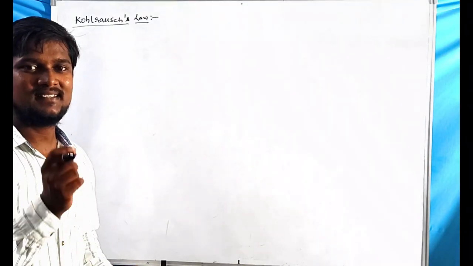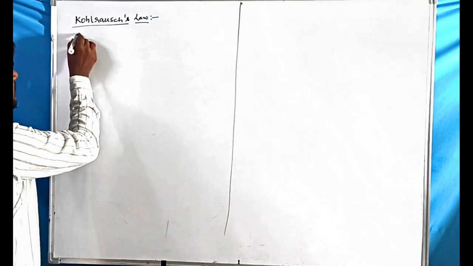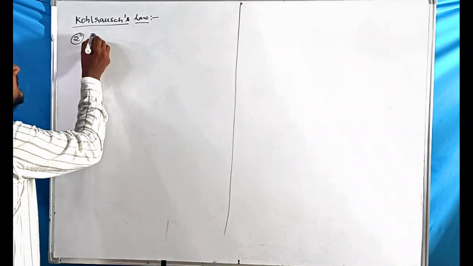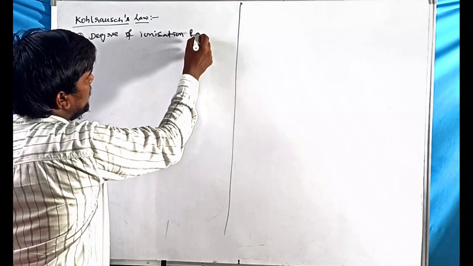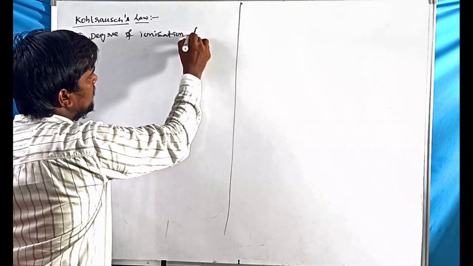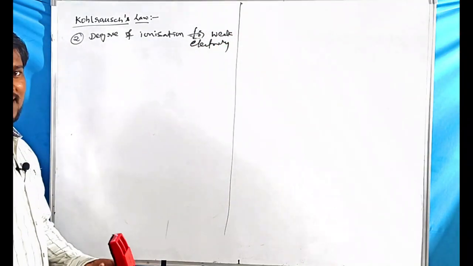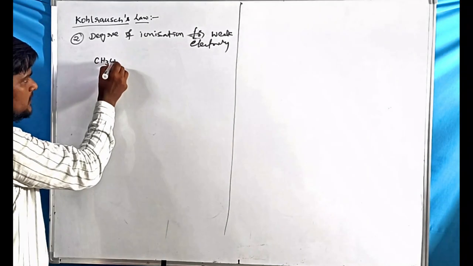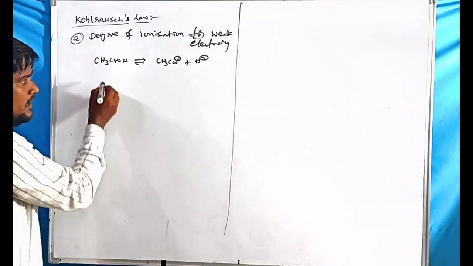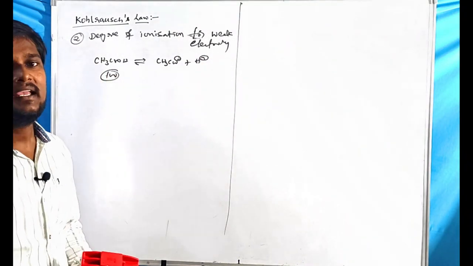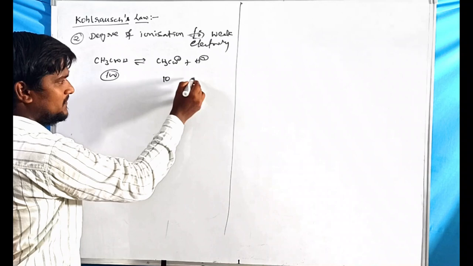Now let us discuss the second application of Kohlrausch law. Here, with the help of Kohlrausch law we can find the degree of ionization for weak electrolytes. Weak electrolytes indicates, as in the previous case, CH3COOH dissociates into CH3COO minus plus H plus. Here the concentration is 100%. It is a weak electrolyte, so it ionizes only to a very small extent, maybe 10% or below 10%.